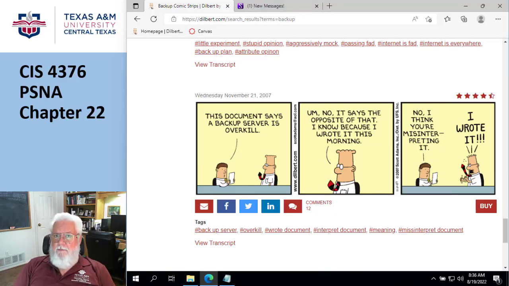So, yes, planning for natural disasters, that one's kind of easy. Fire suppression and that kind of thing. Flood, don't put things on the first floor. Don't put it in the basement. Okay? But disaster recovery from, oops, I deleted the database. That one's a little bit more tough. Okay. So, all disaster recovery kind of sort of starts with a plan.